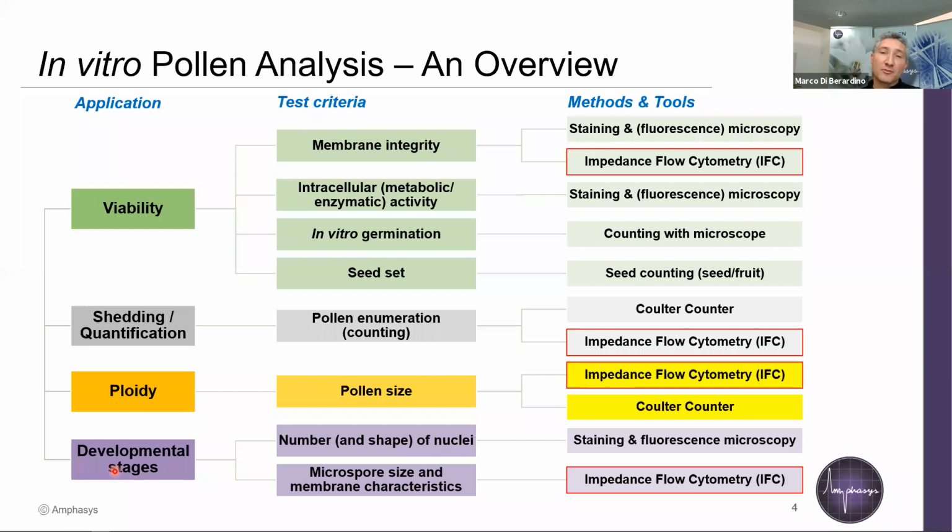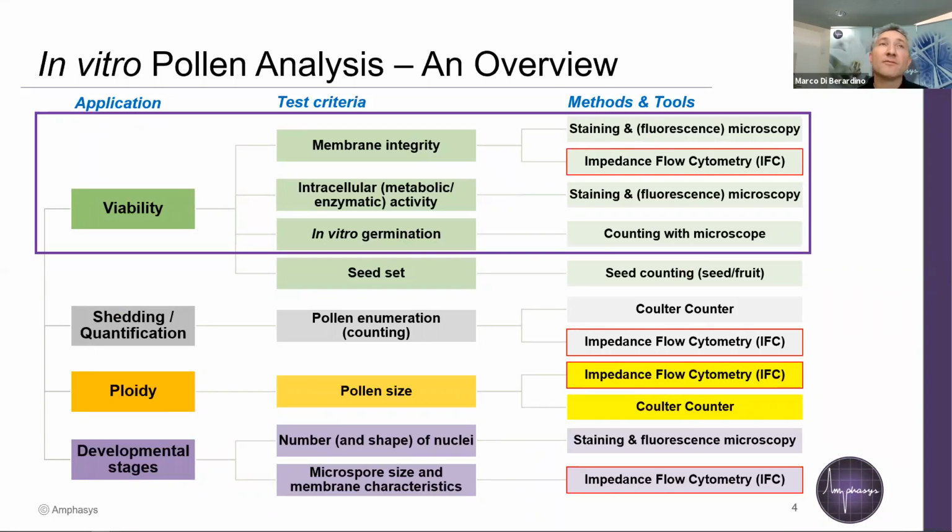We see 3 different methods that are commonly used for addressing these test criteria. The normal ones are the staining procedures that need subsequent microscopic or fluorescence microscopic quantification. There are some counting applications where you just have to count with your microscope, for example, in vitro germination, or using a Coulter counter for the quantification of pollen shedding, for example. And there we have the impedance flow cytometry, which basically covers all the spectrum of the applications shown on the left.